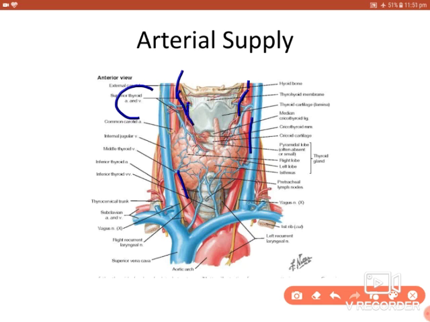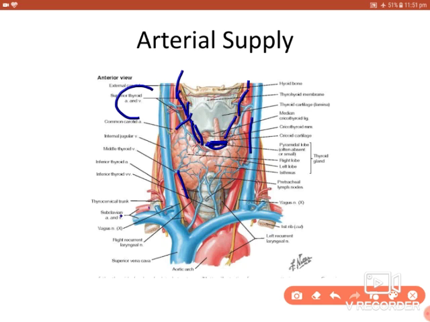It divides into anterior and posterior branches. See, in the upper border of the isthmus, the superior thyroid arteries of each side anastomose with each other. The upper border of the isthmus. Okay, then see the lower aspect.